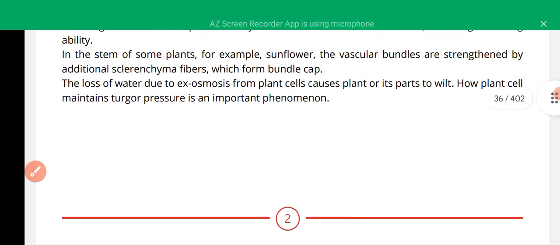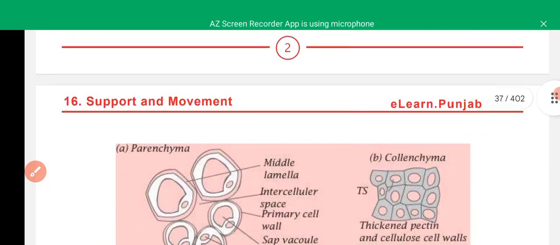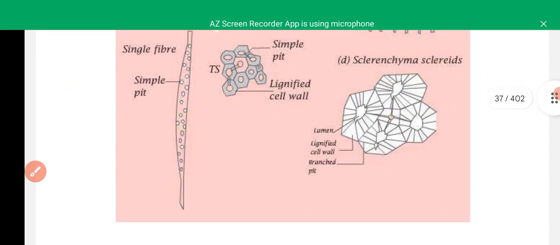Water is lost from plants for evaporative cooling and for transpiration, because of exosmosis. And if it is very high and at a high pace, it will cause the wilting of the plants. What is the basic mechanism to maintain turgor pressure? How do plants maintain turgor pressure?